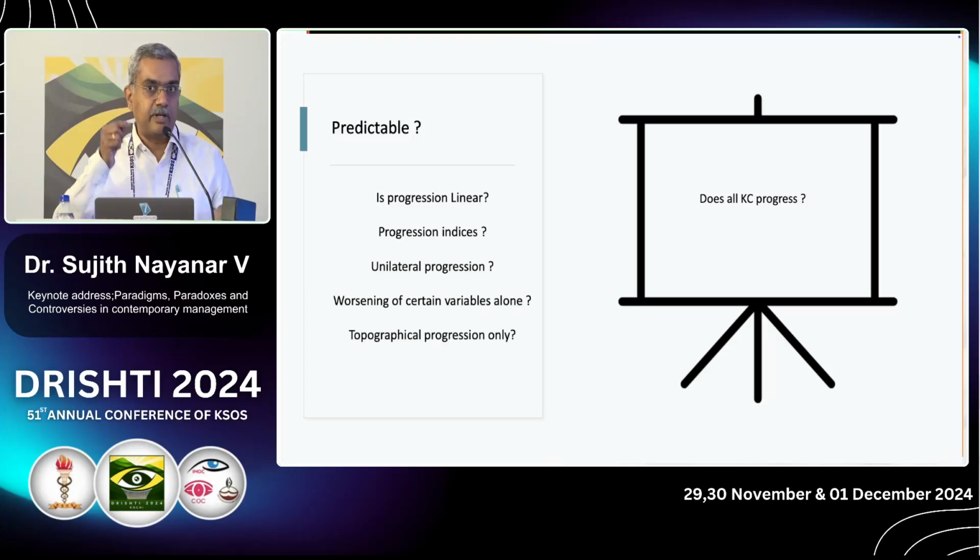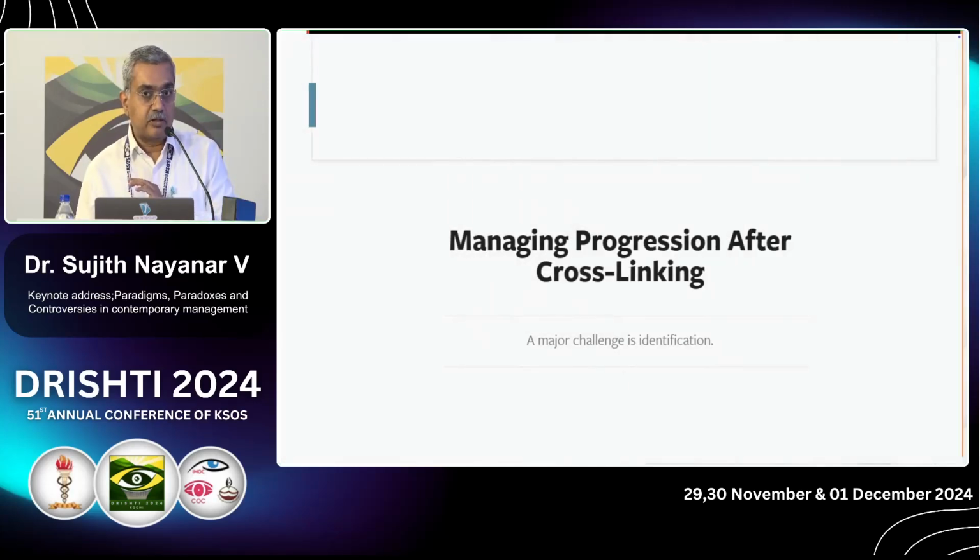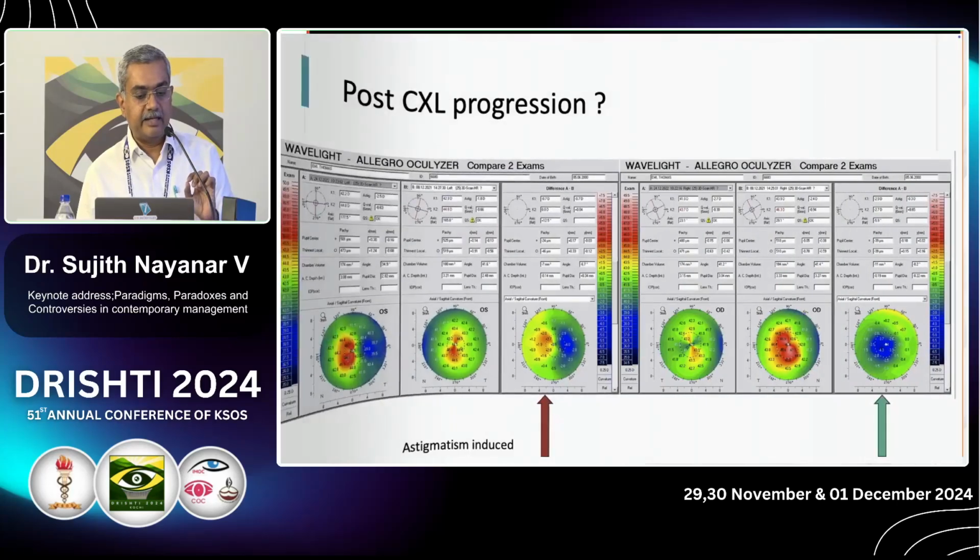It's not like happening every day at the same speed. And the progression indices are also not validated. Sometimes we see only one eye progresses, and among the various variables, pachymetry may be reducing, while the keratometry may not be having the same change in its value. Managing progression after crosslinking is an absolutely difficult thing because it cannot be identified at all.